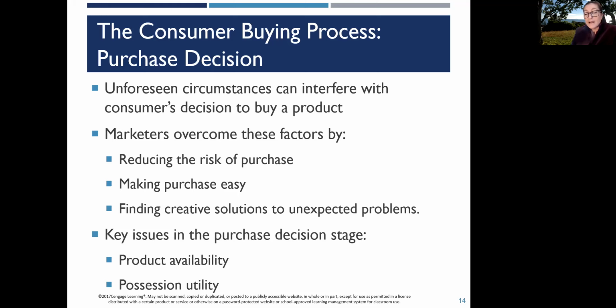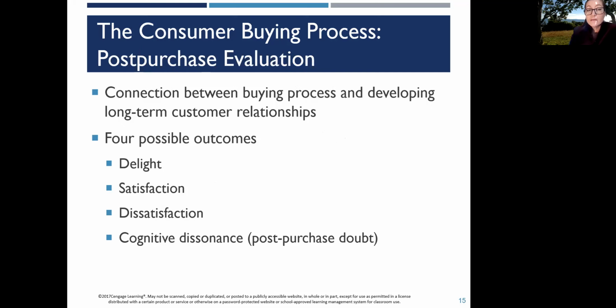Other key issues in the purchase decision process or at the purchase stage is whether or not the product is available, right? So maybe the consumer has decided to buy a certain brand and they go to a certain store to buy it, and then that store doesn't have that brand. Or maybe the supermarket shelf on that day is missing that particular product. So availability is where the sale is lost. And then possession utility, which is about the use value in possessing the product.